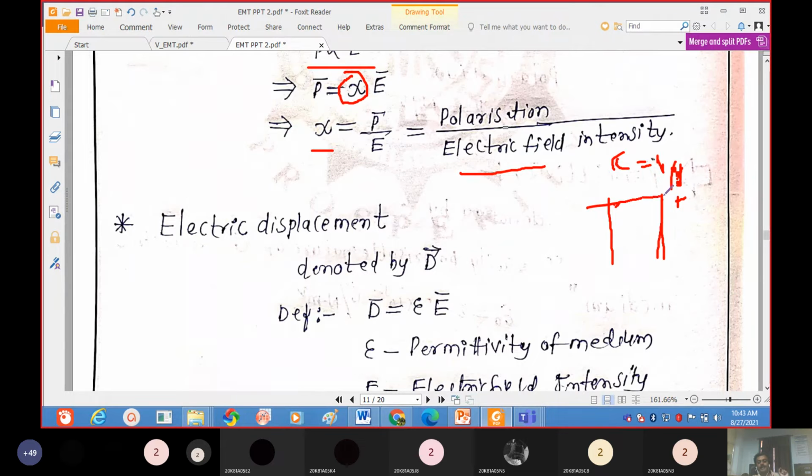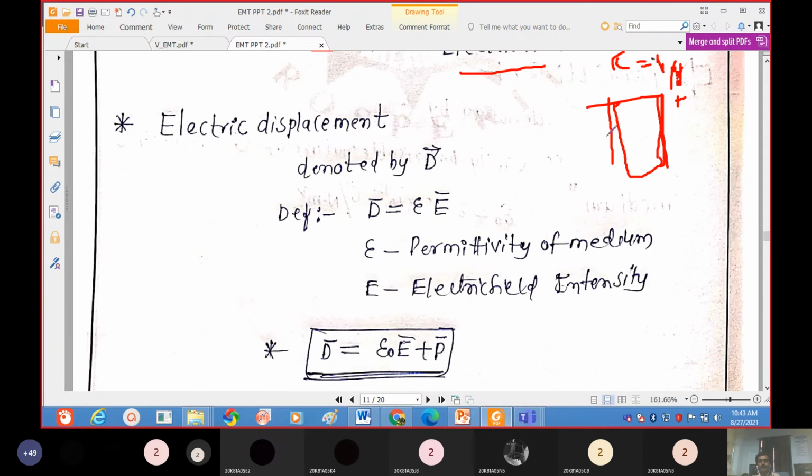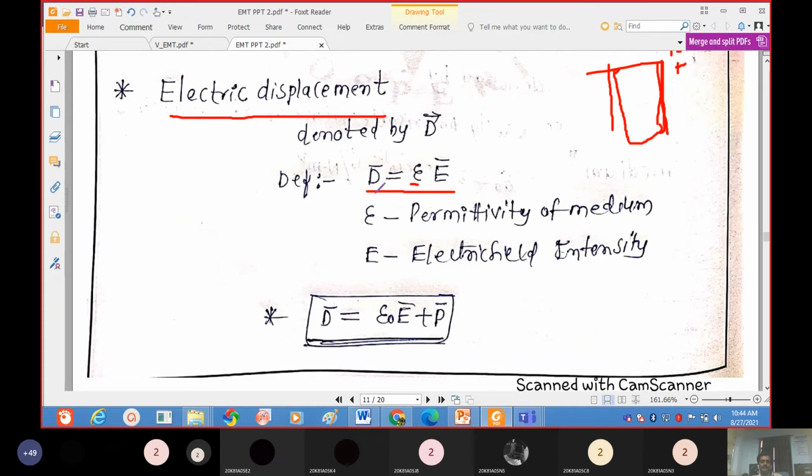Now we place a dielectric material inside the capacitor. At that situation, what happens? The total electric field acting on the system is called the electric displacement. That electric displacement D bar is equal to epsilon into E bar. Epsilon is the permittivity of the medium, whatever dielectric material is there. So D bar is equal to epsilon into E bar.